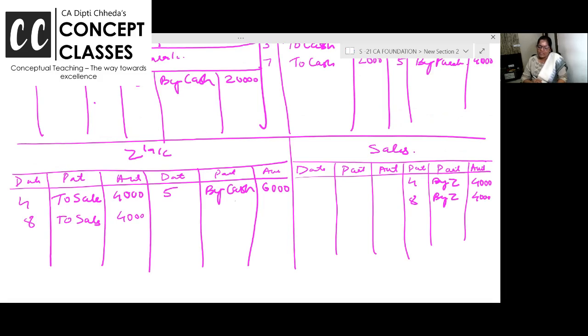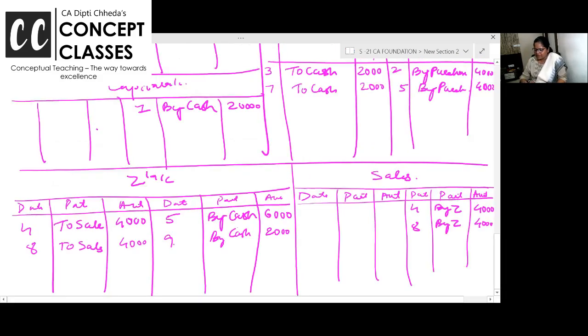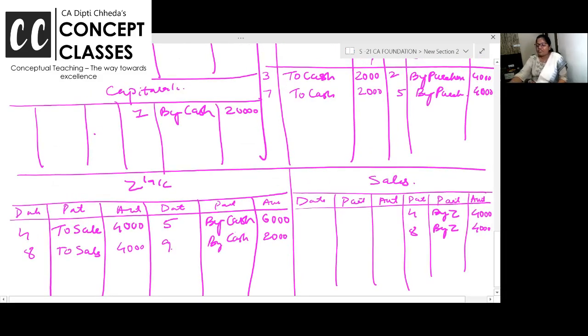Cash is received from Z on the 9th. How much cash is received? 2,000. Okay? Nice. Finished, all of you? I am waiting. Please scroll through the ledgers. Listen to the basics once again.